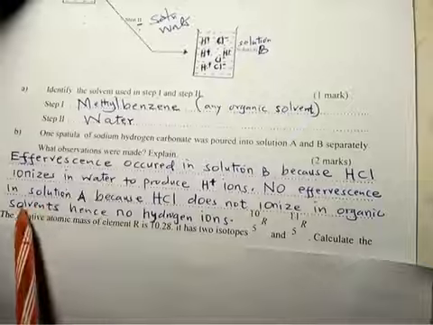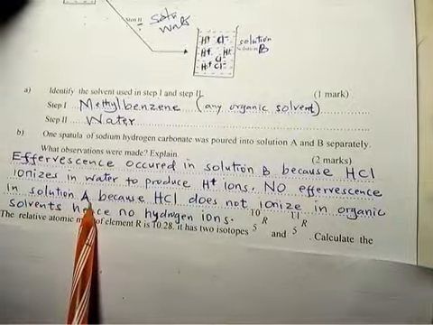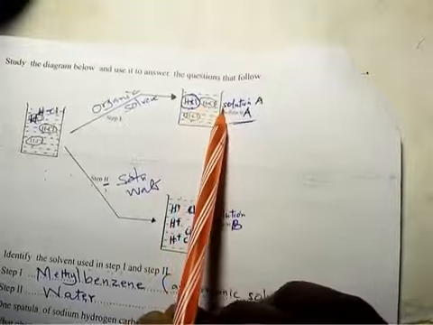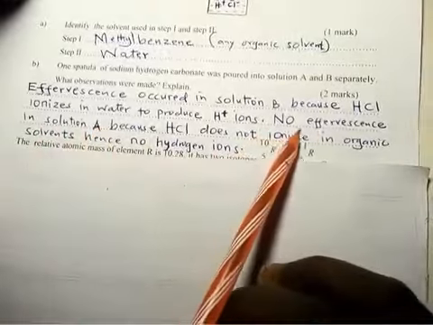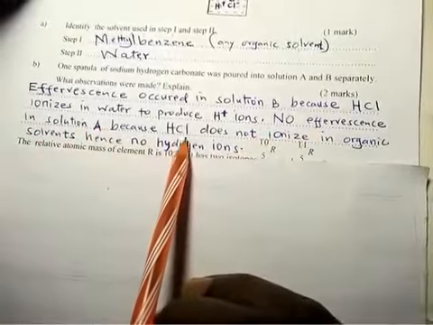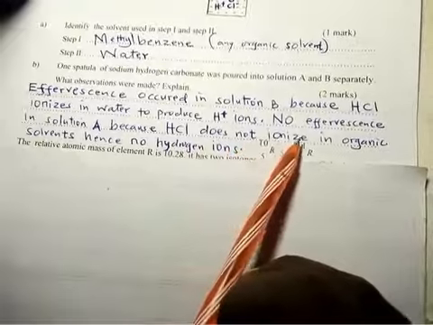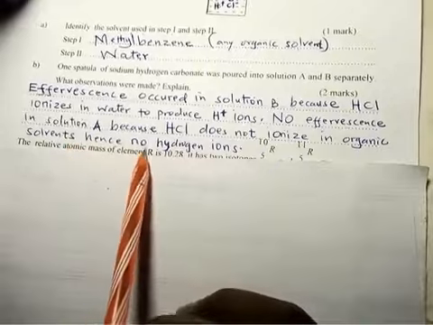No effervescence was observed in solution A. There was no effervescence in solution A because here there was no ionization. There was no hydrogen ions produced because hydrogen chloride dissolves in methyl benzene, but it does not dissociate. It does not ionize to produce hydrogen ions. So in solution A, there was no effervescence because hydrogen chloride does not ionize in organic solvents, hence no hydrogen ions present.